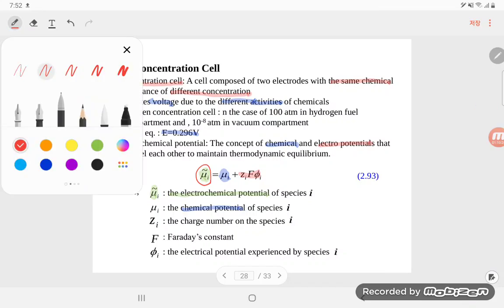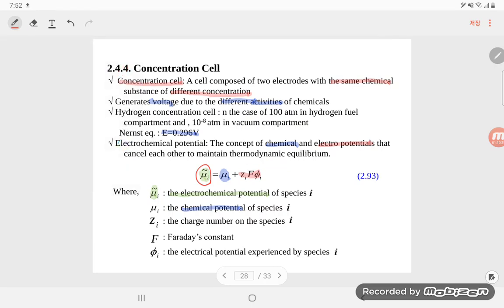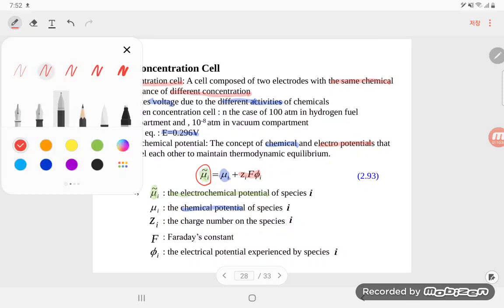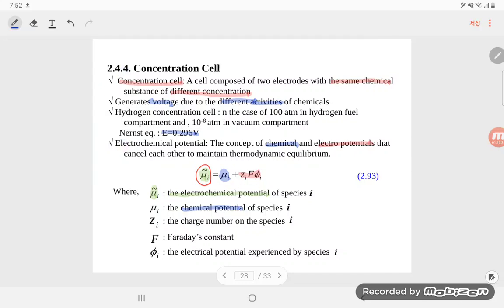Also, if you see the textbook related to it, we can derive the Nernst equation again based on this equation. So confirm it by yourself in the textbook.